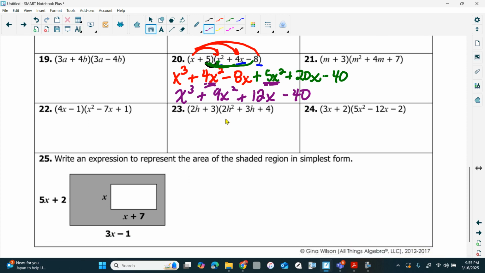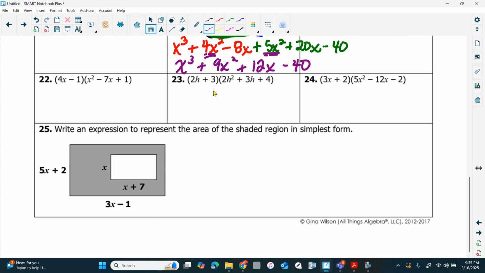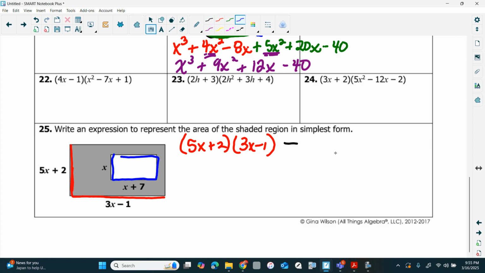Okay. So try your best with these. Check with each other. You will at times have to do a binomial times trinomial. And then 25 here is similar to the other page. We're going to take the whole figure. So this large one here is a 5x plus 2 times by 3x minus 1. And then I'm going to subtract that from the smaller one, which is here. That's an x times x plus 7. So do each grouping first and then do the subtracting after that.